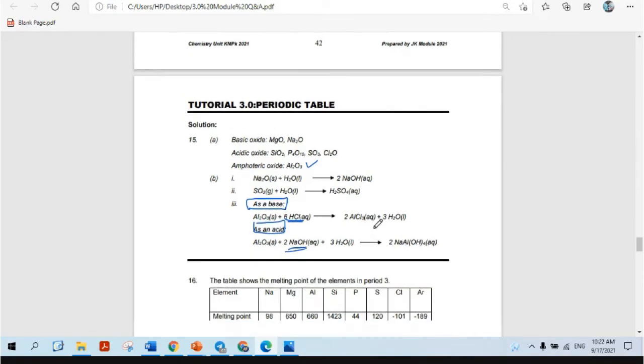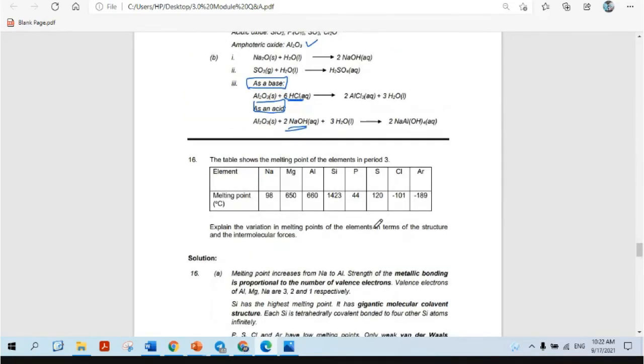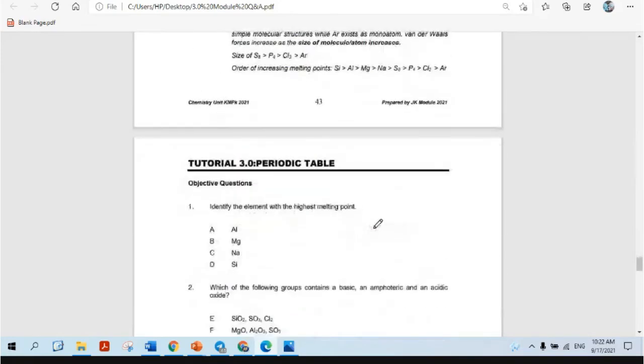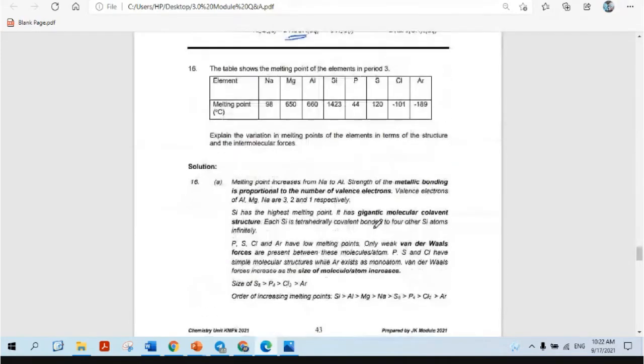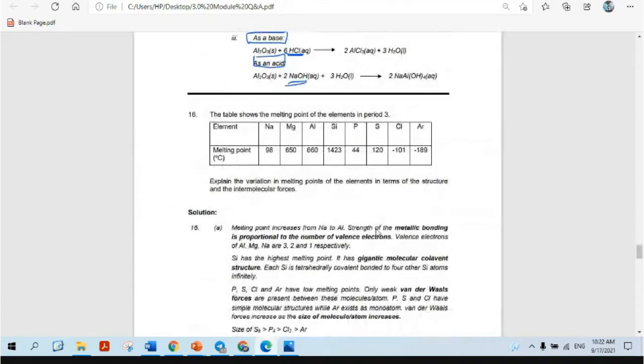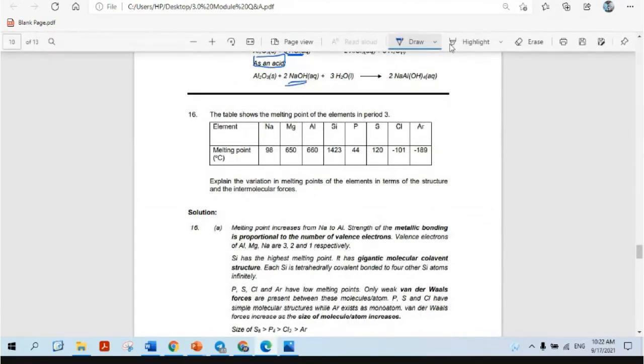Okay, now look at here. This is a concept for chapter 4. I will just brief you first. When we talk about melting point and boiling point, we have to be careful. We have to divide it into 3 parts. First is metal. Next is non-metal. And then the special one is silicon. Silicon is a metalloid. If we compare, you check, the highest melting point is silicon.